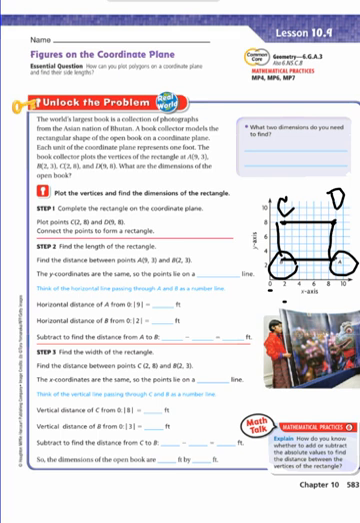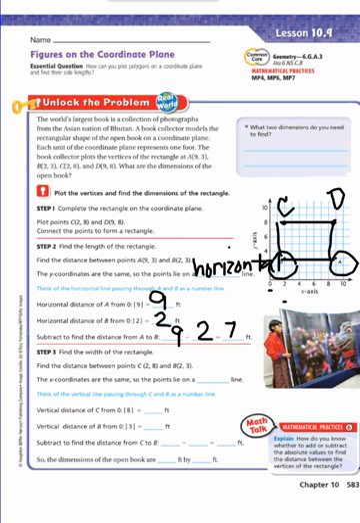So the absolute value of 9 is 9. The absolute value of 2 is 2. The y-coordinates are the same, so the points lie on a horizontal line. Horizontal. Subtract to find the distance from A to B. So 9 minus 2 is 7 feet.